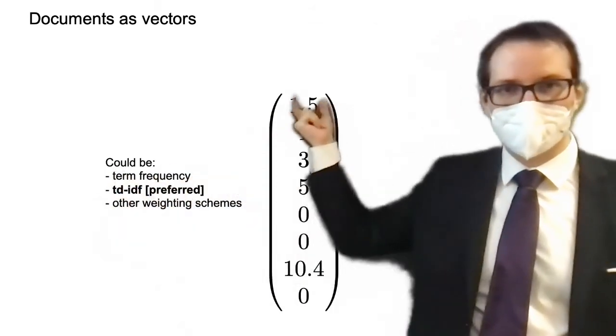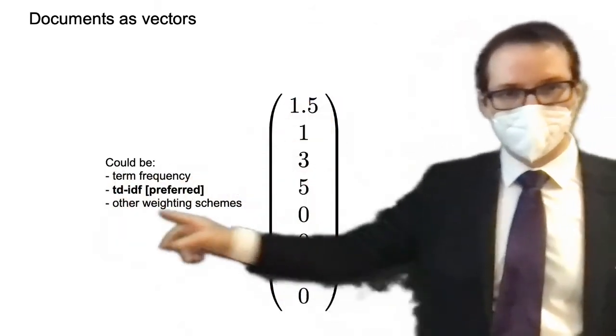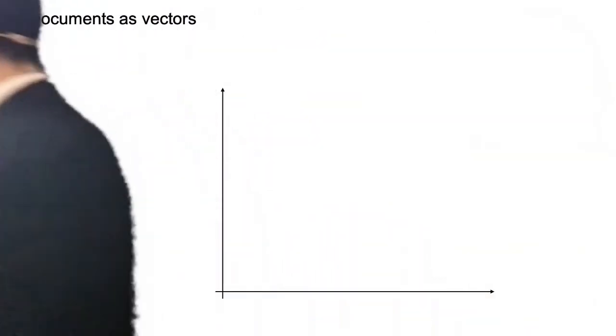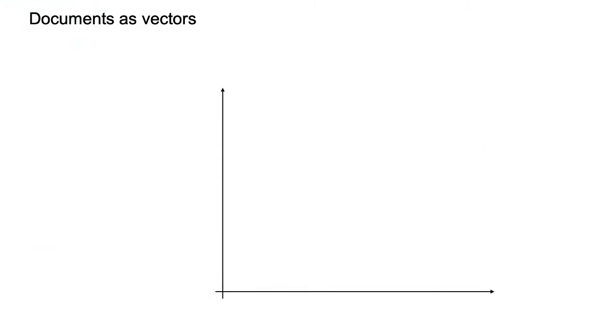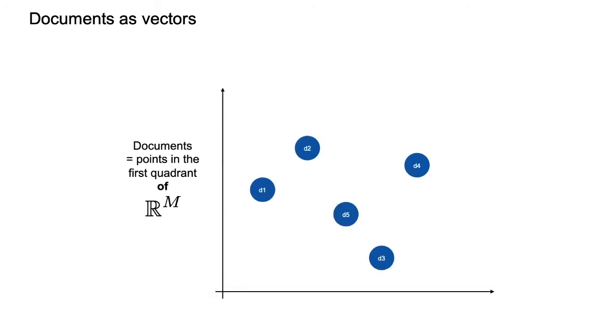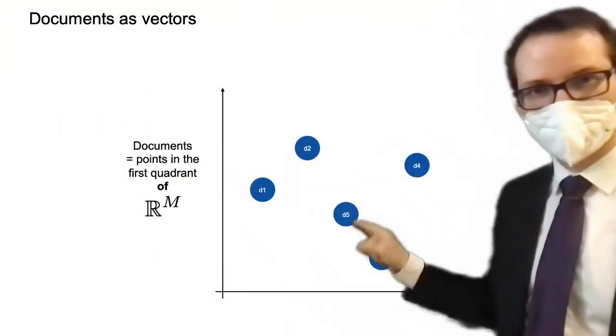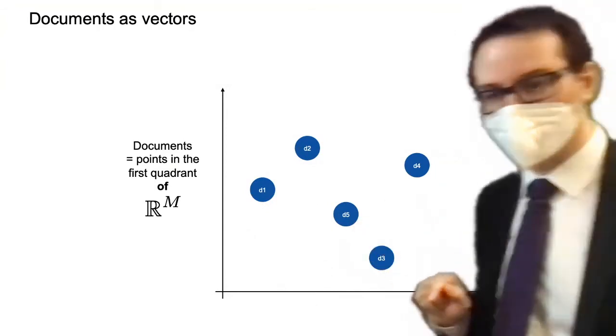So for every document, I have the TF-IDF weight, a product of term frequency by inverse document frequency, that gives me a vector. Now here comes the beautiful part. If a document is a vector of numbers, that means a document now is nothing else than a point in the first quadrant of a vector space. Right. So that's it. So let's take five documents, and they are just points. This is a document, this is a document, this is a document, this is a document, this is a document.